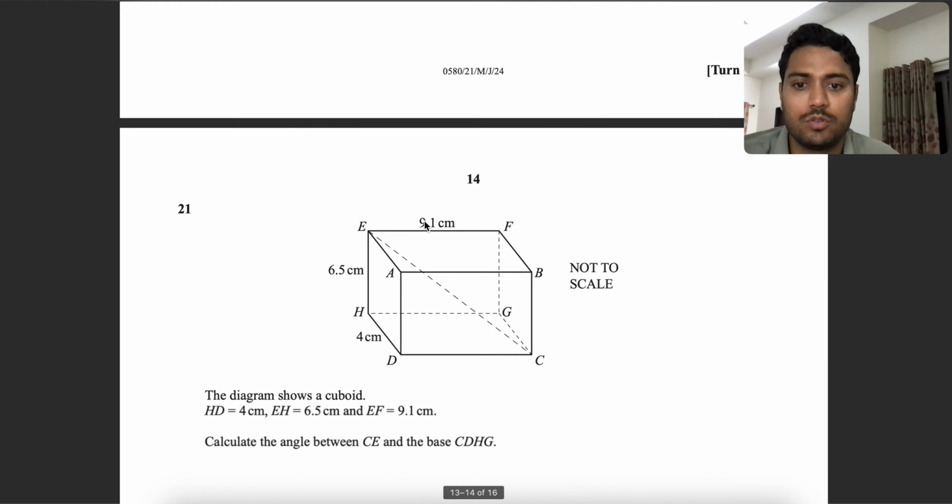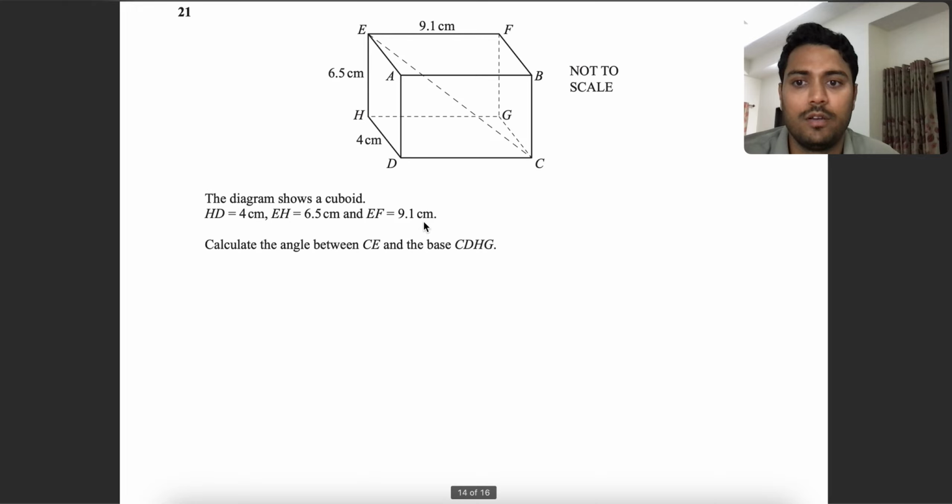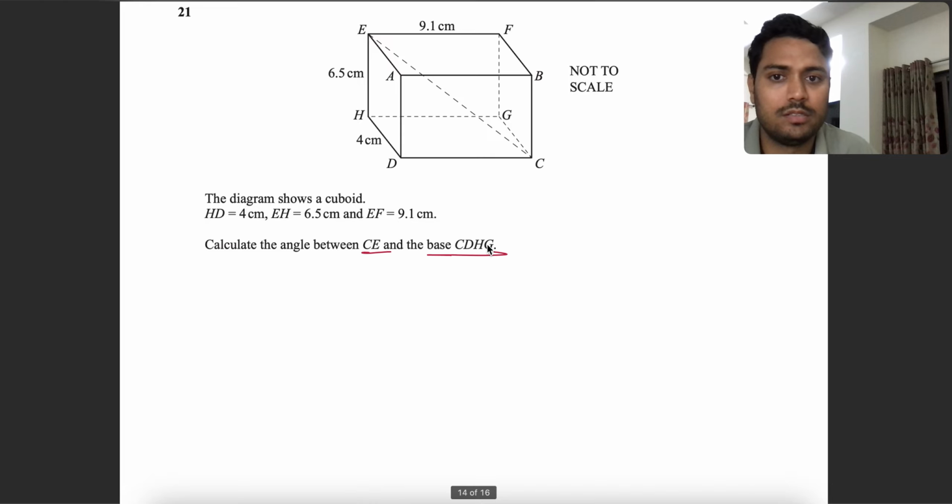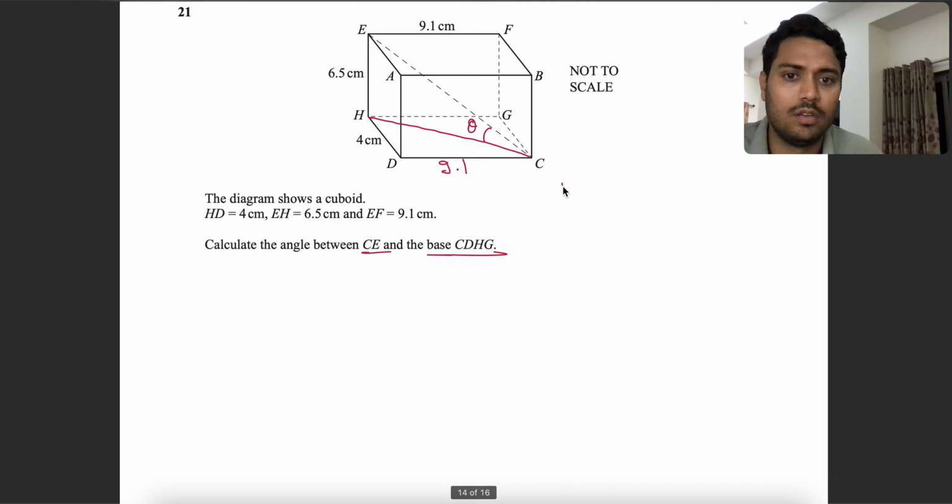Let's move on to the next question. Question number 21. It says the diagram shows a cuboid. HD is 4, EH is 6.5, EF is 9.1. Calculate the angle between CE and the base. So CE and the base. So simply we have to find this length and we have to find this theta. So this is 9.1. This will also be 9.1.